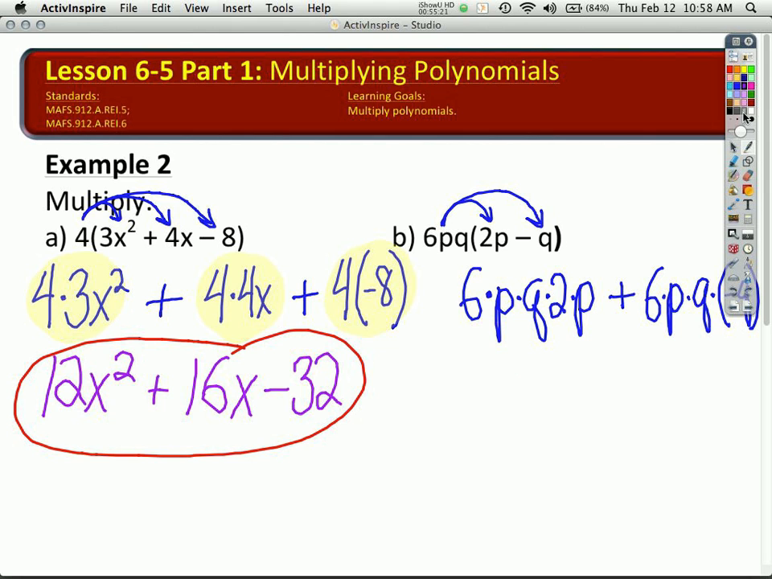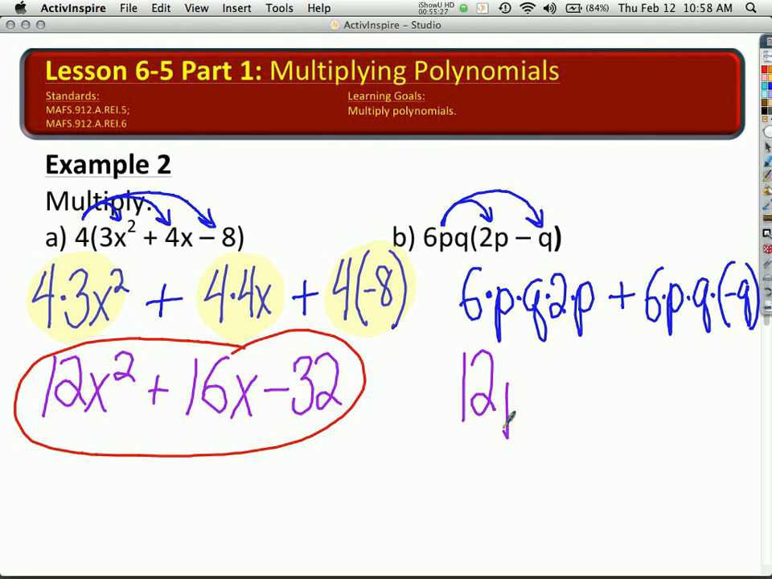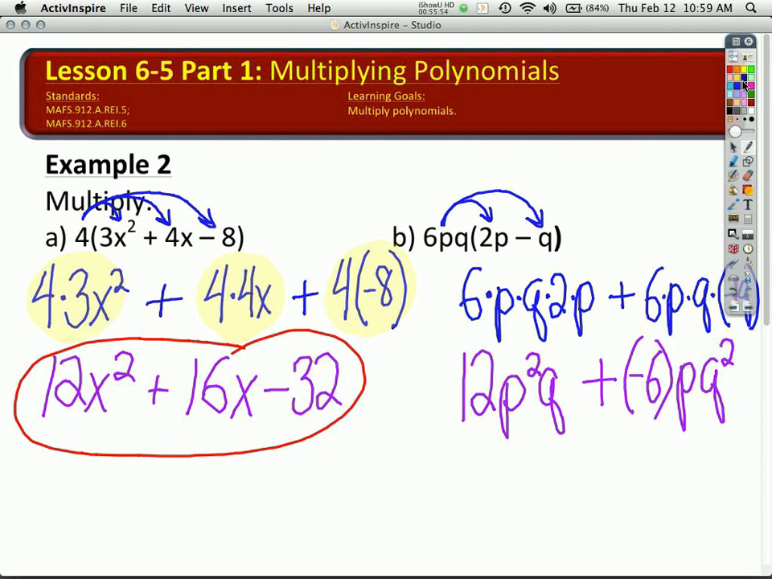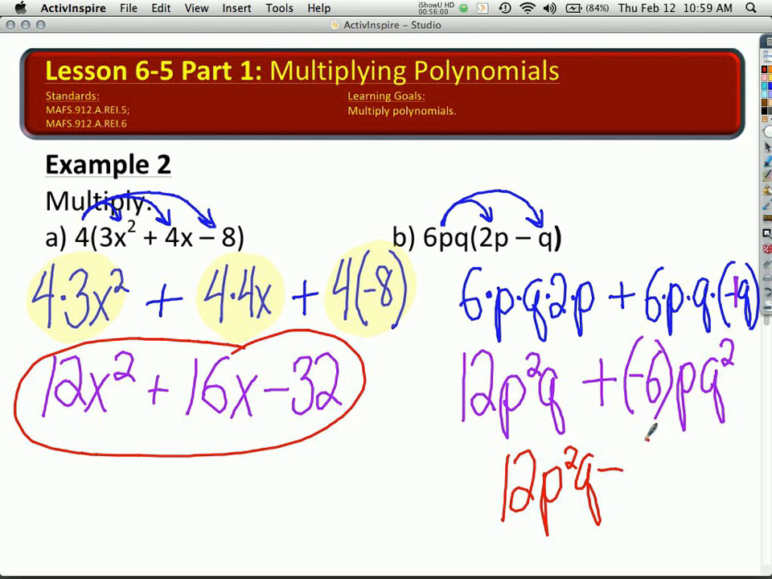12, excuse me. That's 12. P times P, P squared. Q. There's a Q. Plus. That's that different rule. Now, categorize. Oh, 6 times negative 1. Oh, that's a negative 6. P, q to the second power. And now just rewrite it so that it's in the proper form. 12p squared q minus 6pq squared.